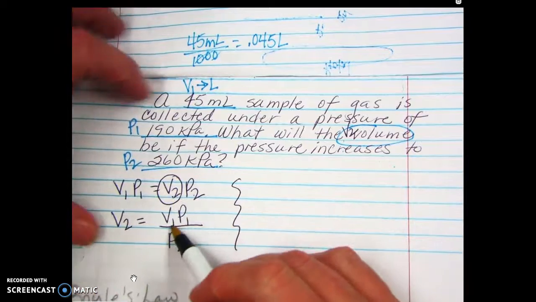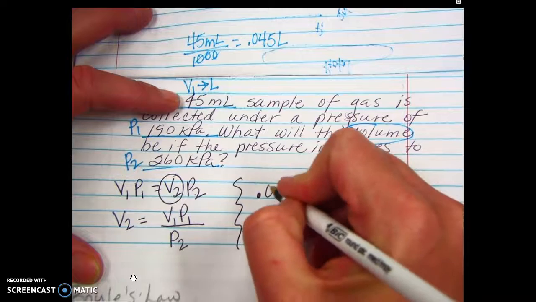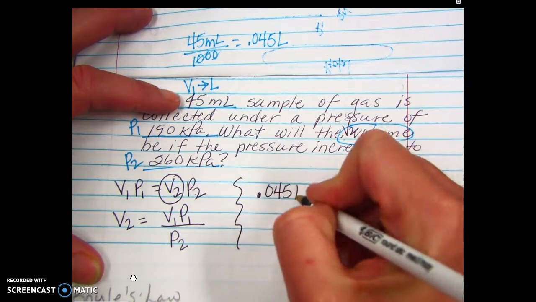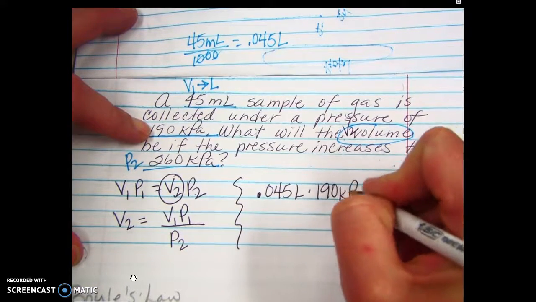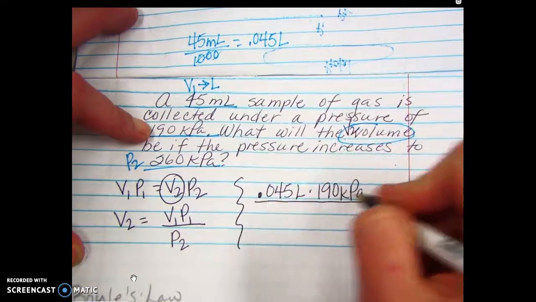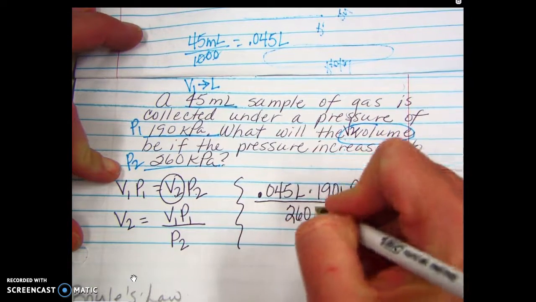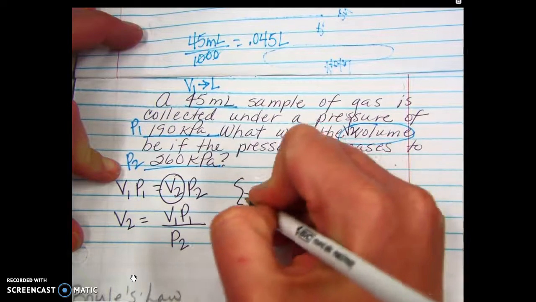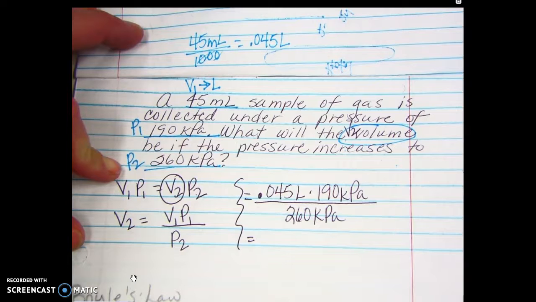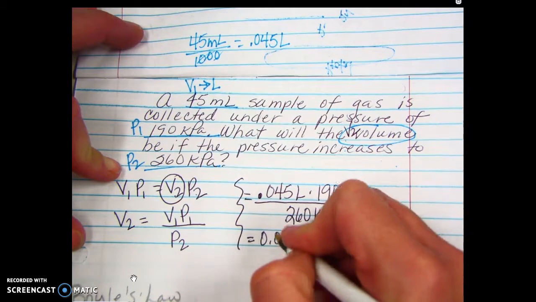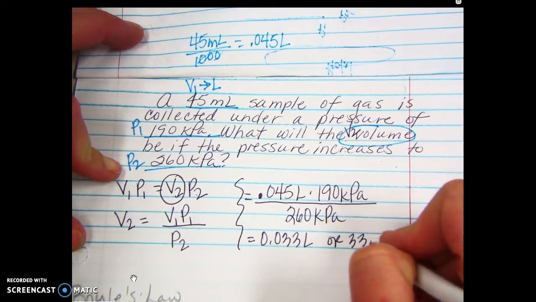Our initial volume is 45 milliliters. We said we need to move that decimal 3 times, so it'll be 0.045 liters times 190 kilopascals divided by our pressure 2 of 260 kilopascals. Okay. We do our math and we should get 0.033 liters or 33 milliliters.